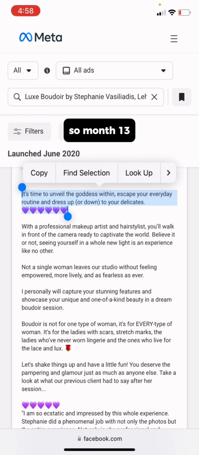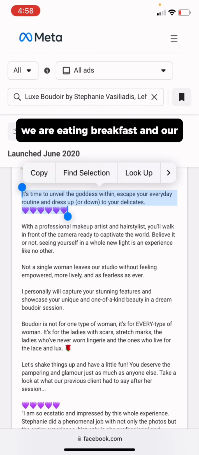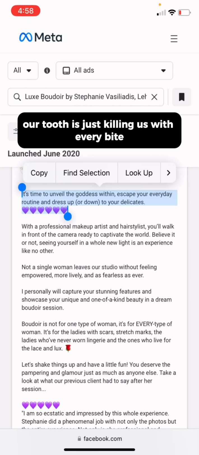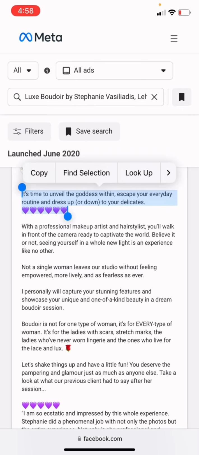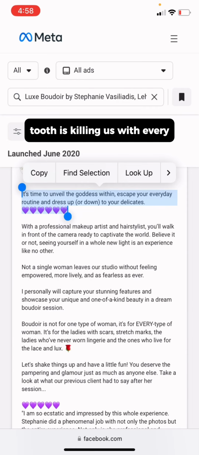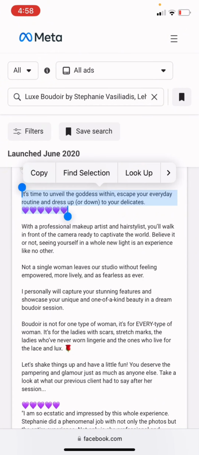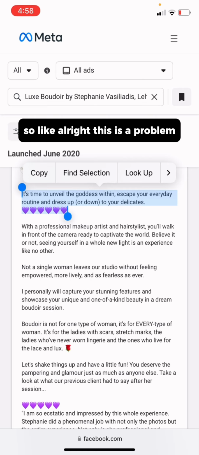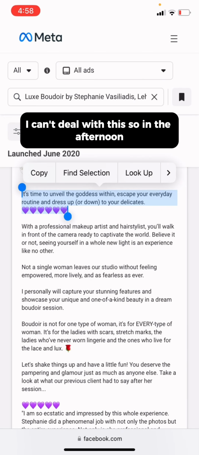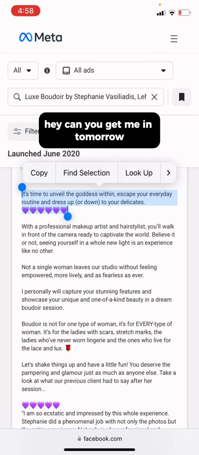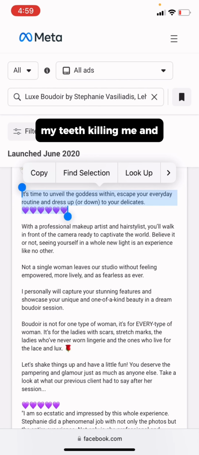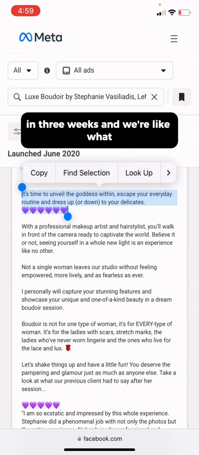So month 13, we are eating breakfast and our tooth is just killing us with every bite. It's really, really painful. And then we're eating lunch, tooth's killing us with every bite. And it's been throbbing all between breakfast and lunch as well. So all right, this is a problem. This is painful. I can't deal with this. So in the afternoon, we're calling up our dentist, being like, "Hey, can you get me in tomorrow? My tooth's killing me." And we hear that they're booked the next 2.5 weeks, but they can get us in 3 weeks. And we're like, "What?"